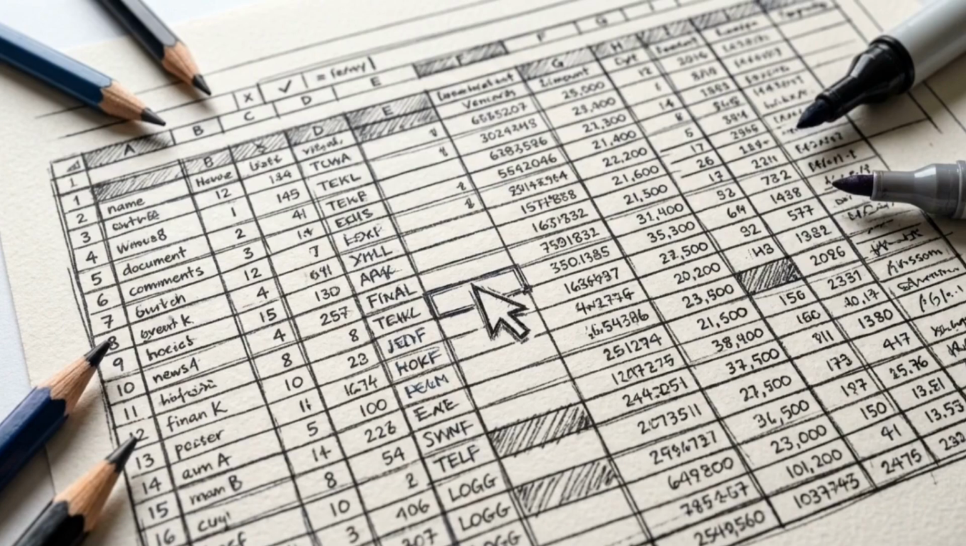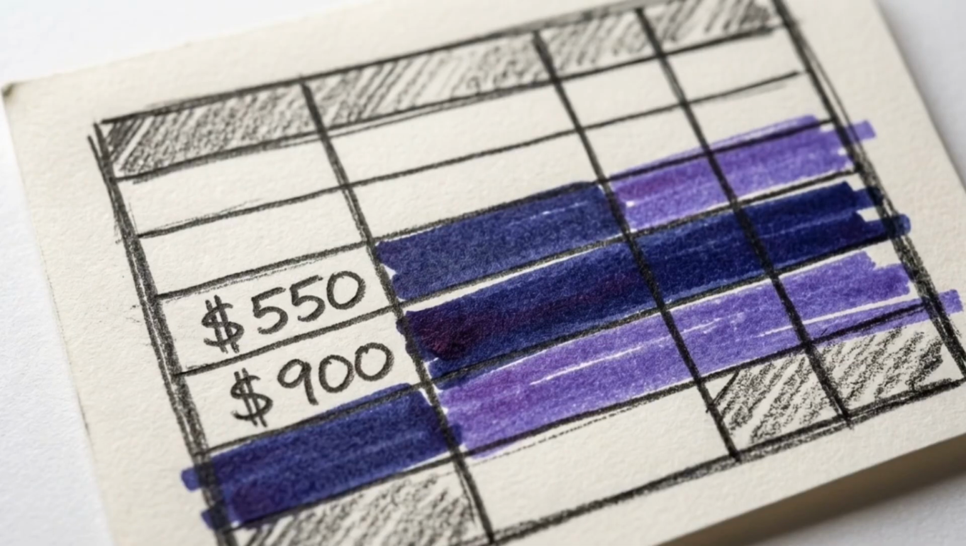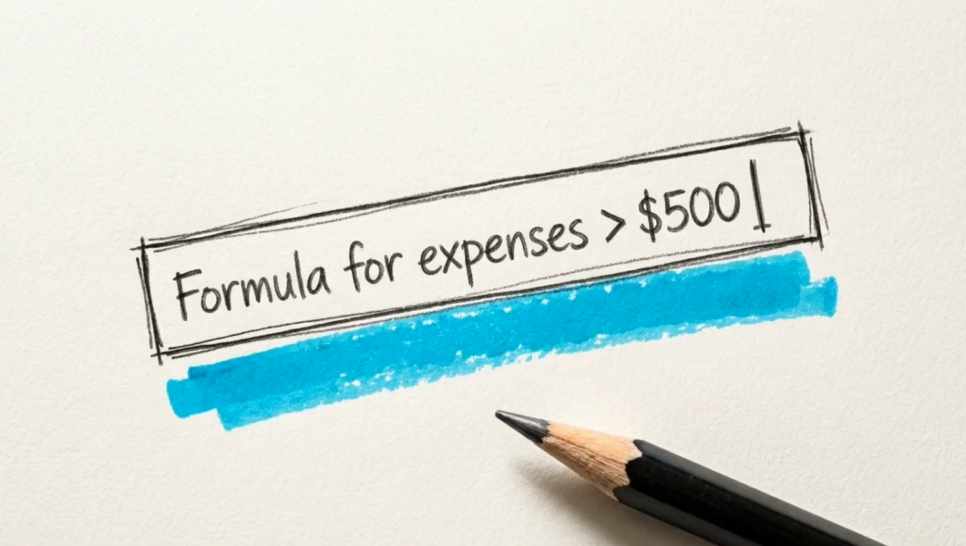We'll start with spreadsheets. Manually searching through hundreds of rows for specific data is time-consuming, so we are going to automate the process of highlighting expenses over $500. In Gemini, you can simply type, "Write a Google Sheets formula to highlight all cells over $500 in red."